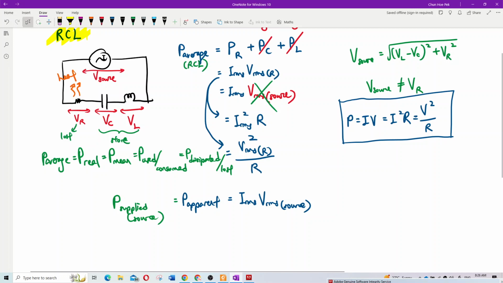Because the power supplied by the source goes to the resistor, the capacitor and the inductor. But the power that goes to the capacitor and inductor is being stored in them. The power supplied to the resistor is being lost. So the total power supplied by the source is the apparent power, so we use V source. Understand, class?